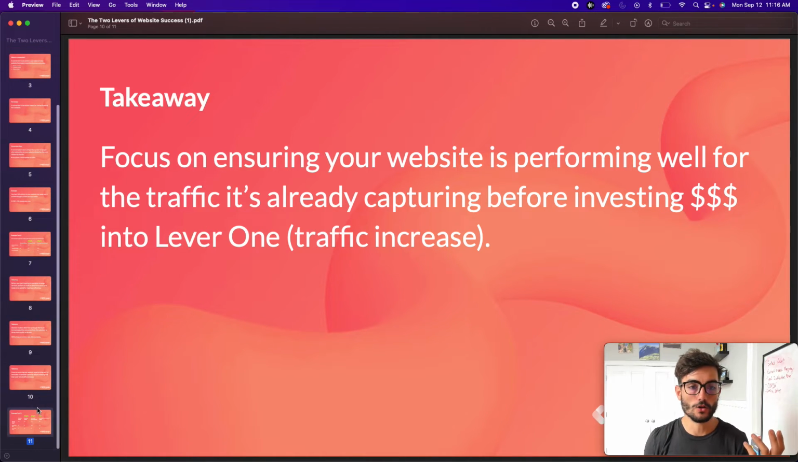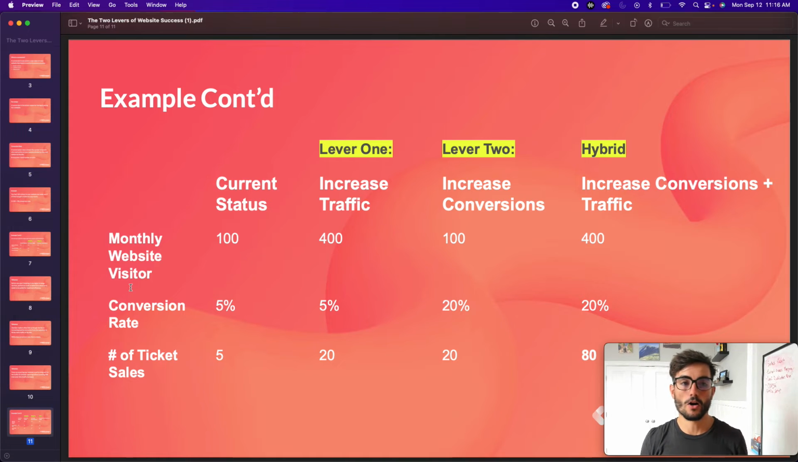A good example of what that might look like, if we take our earlier example, let's say you take the hybrid approach, but first you increase conversions, so you focus on that conversion rate, and then you think about traffic. So you've increased the conversion rate to 20% because you invest in that service, and then you also drive additional traffic to the site, the 400 that you had thought about driving earlier. Now you have 80 ticket sales instead of 20, and that's exponentially larger than if you just did one or the other. So the key isn't one or the other necessarily.